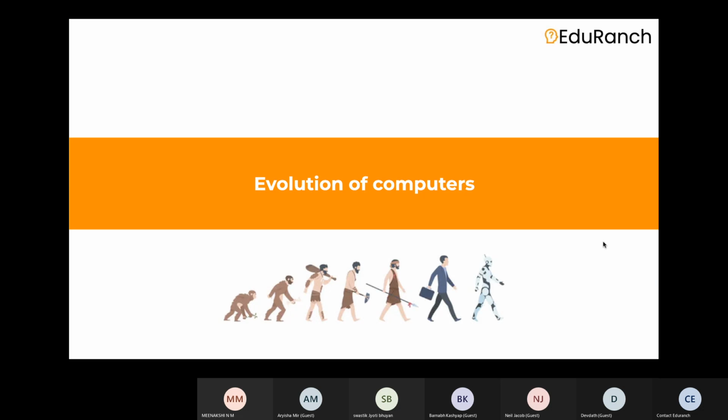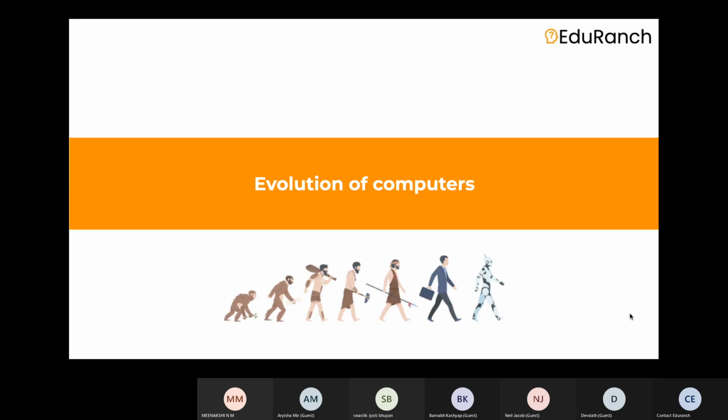Do you see the importance of computers? Now let's see how computers have evolved. The computers we see today have not evolved overnight, right? So we as humans, how did we evolve? Anyone want to take a guess? How did we evolve to what we are today?